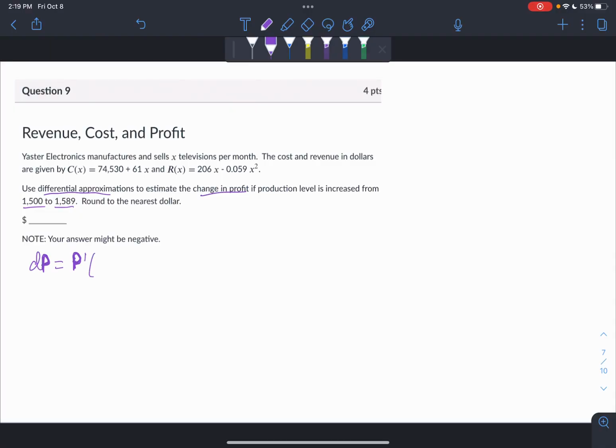So for here, P prime of 1500, that's my starting x. And then I want my change in x. That's 1589 minus 1500. So I need my profit function first because all I have is my cost and revenue. But we know that profit is equal to revenue minus cost, so we can find that real quick by subtracting the two.